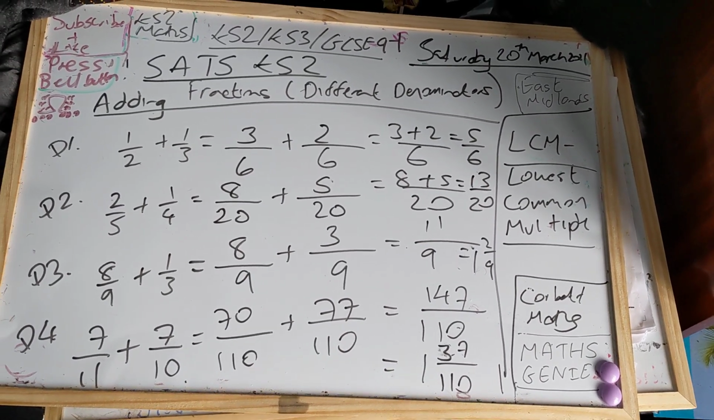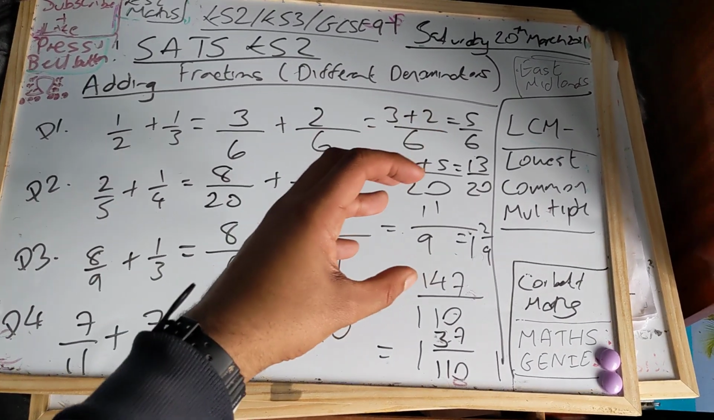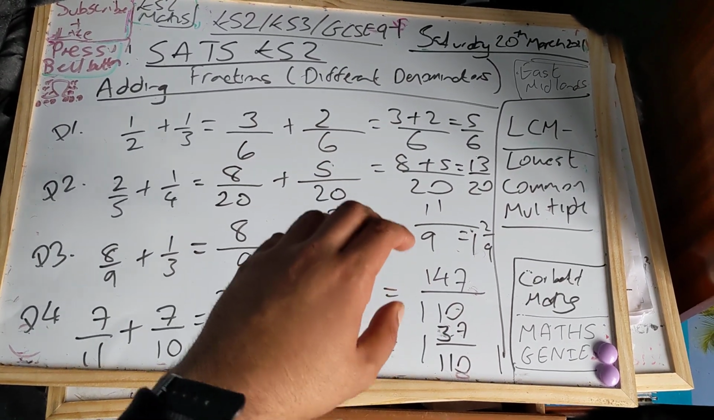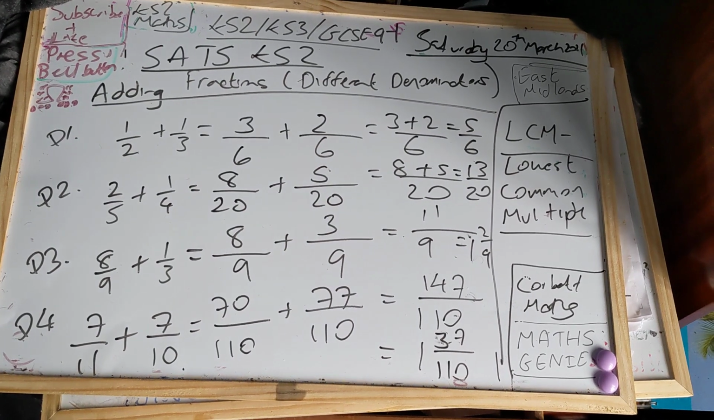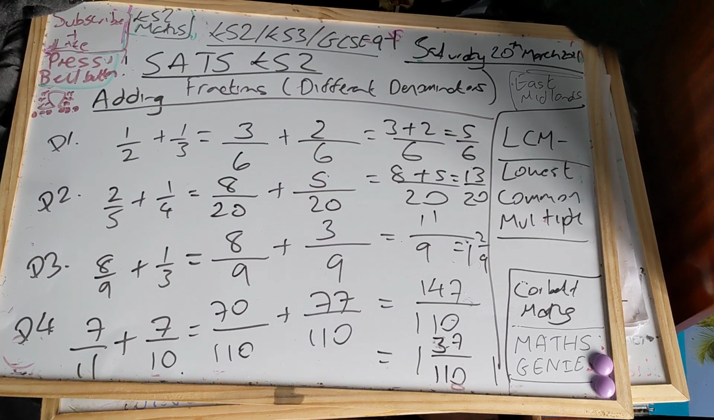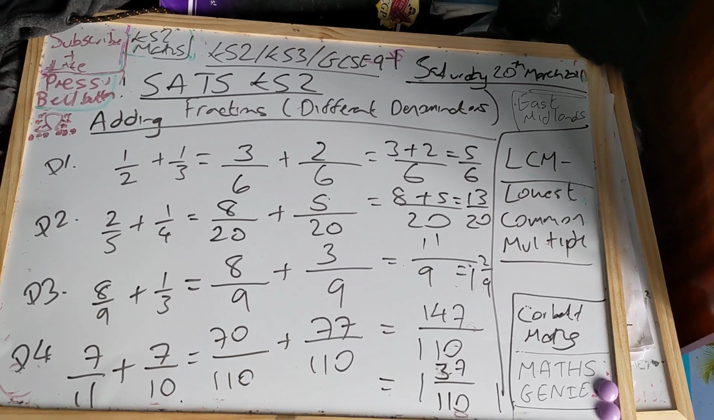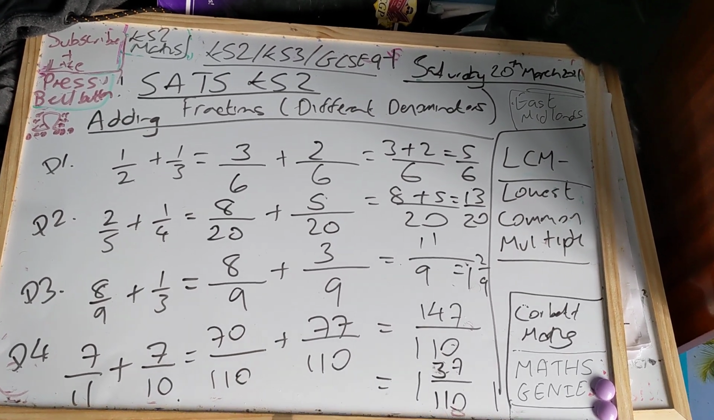Now, the last part that I'm going to say, guys, is sometimes your fractions will cancel down. These ones didn't actually cancel to begin with, but with some fractions, your answer can be simplified further by cancelling down and finding the highest common factor.